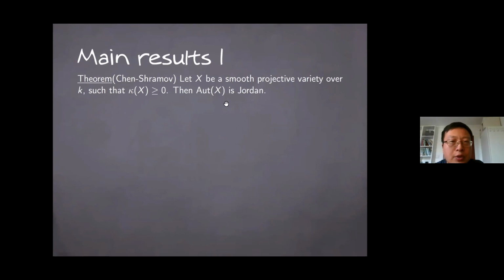The first result is similar to Hu-Fei's result. So let's recall: Hu-Fei showed that if X is a projective variety, then this automorphism group is P-Jordan. So here, if we assume X is a smooth projective variety of Kodaira dimension greater than 0, then this automorphism group is Jordan. So we can just drop the P. But if the Kodaira dimension is less than 0, we already know, like the automorphism group of P^1 is P-Jordan, but not Jordan.